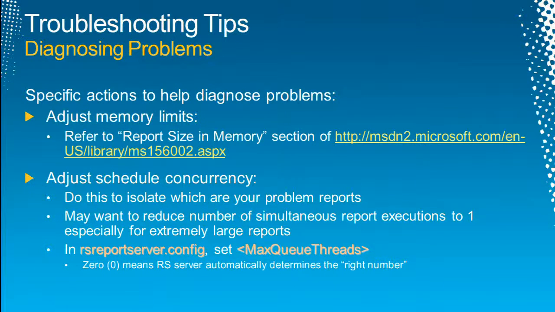There's an MSDN article here on how to adjust the report size in memory and adjust schedule concurrency. This is really for isolating problems. You can reduce the amount of concurrently running reports. If you get a report that seems to be causing you a problem, it may be an interaction with something else, so you can try to isolate where the problem is. You can reduce this down to one report running and see where the problem is. You can also use that for measuring what the true impact of a given report is.